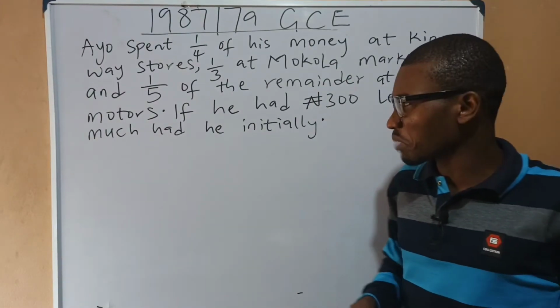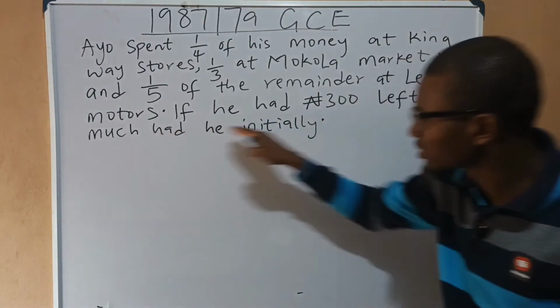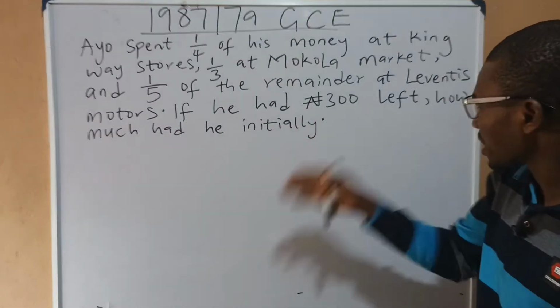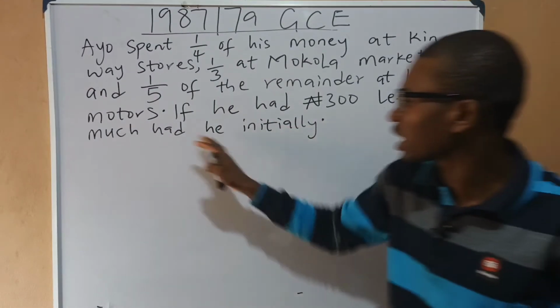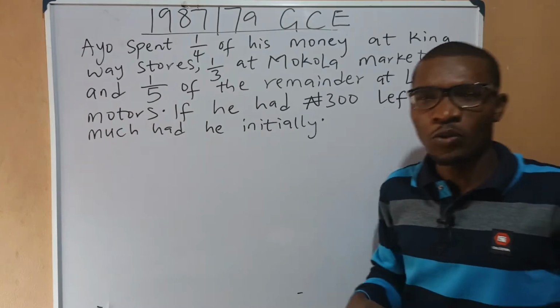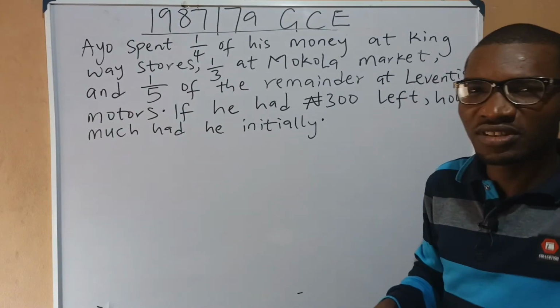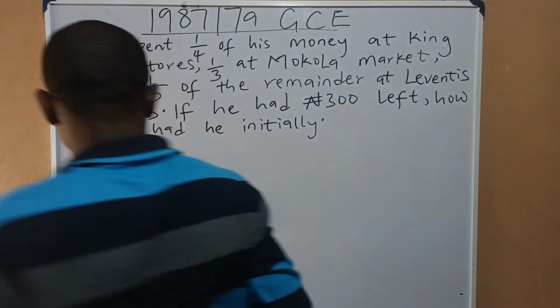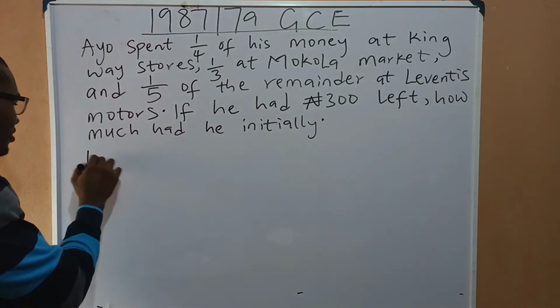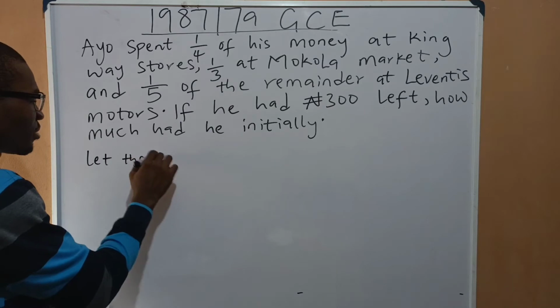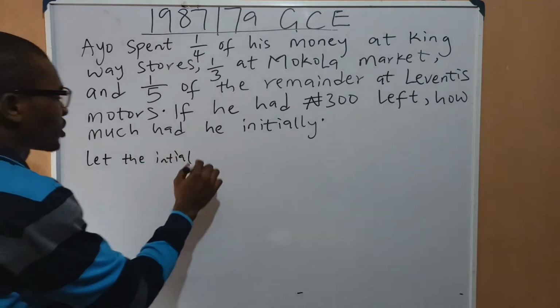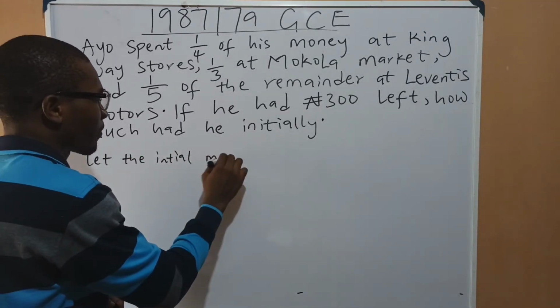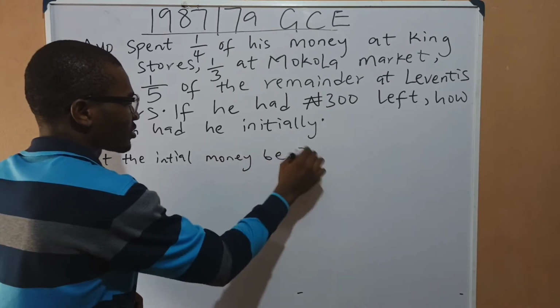So I will begin to interpret this question from the last statement. The last statement says, how much had he initially? That means we are asked to find the initial money this guy Ayo had. So I will begin by saying, let the initial money be x.